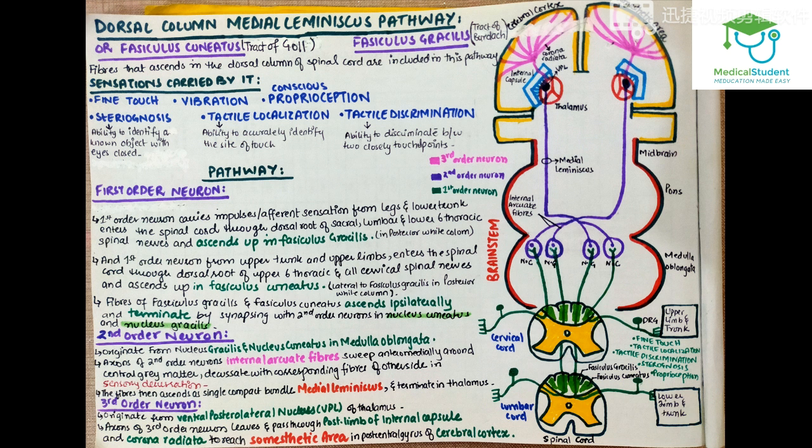They travel up to the level of the thalamus and they terminate there at the ventral posterolateral nuclei. Now moving on towards the third order neuron. The third order neuron originates from the ventral posterolateral nucleus of the thalamus. They travel through the posterior limb of internal capsule and corona radiata to reach the somesthetic association area in the postcentral gyrus of the cerebral cortex.